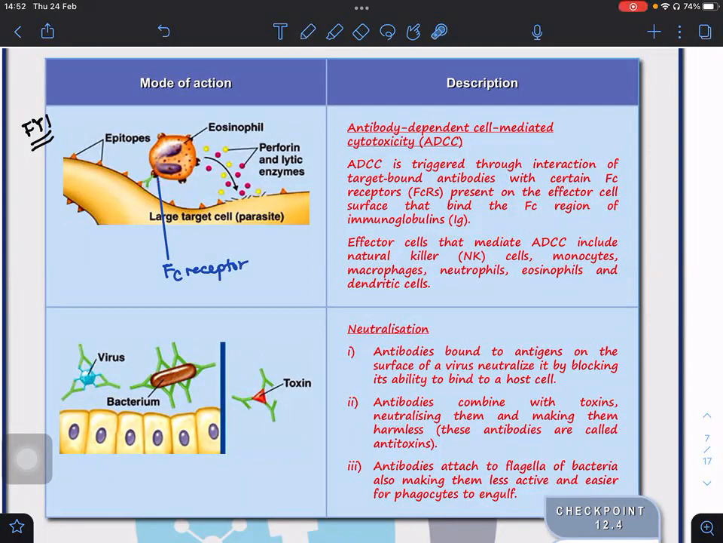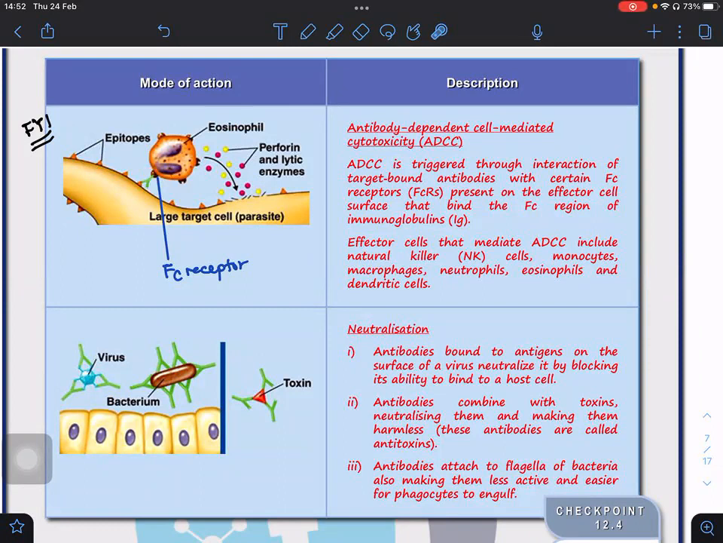But this one generally involves a larger target cell, for example a parasitic worm. Are you clear? Parasitic worm. So what happens here is this eosinophil contains porphyrin. Remember porphyrin? Porphyrin is going to make pores, and also the hydrolytic enzymes kill the parasite. But the thing here is the eosinophil has to know where they are. So it means the eosinophil has this FC receptor to bind to the antibody.